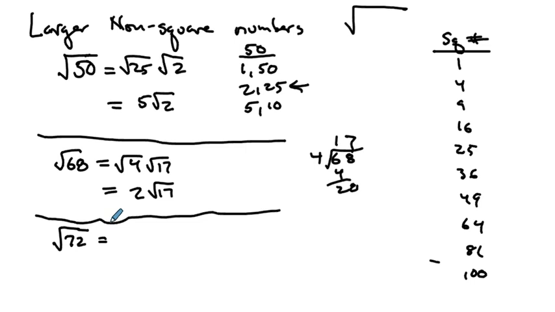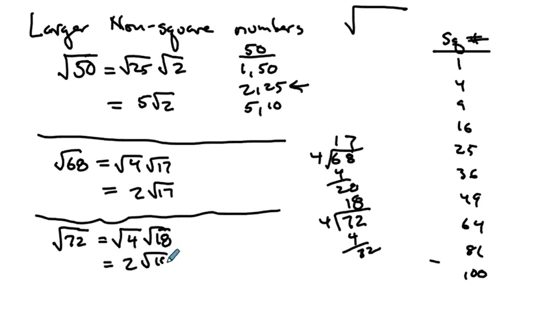One thing I know for sure, partly because of the last problem but also because I understand how numbers work, is that 4 goes into 72. So I'm going to divide 72 by 4, and I get 18. So I'm going to go square root of 4 times the square root of 18. I know the square root of 4 is 2, and we have 2 times the square root of 18.